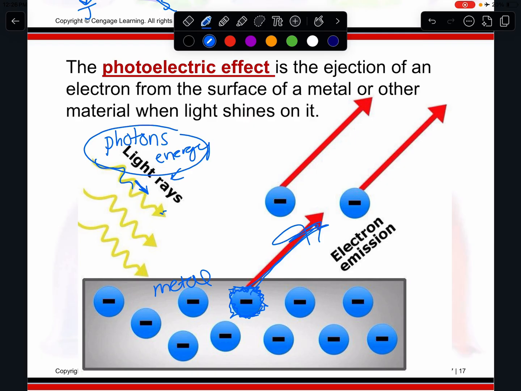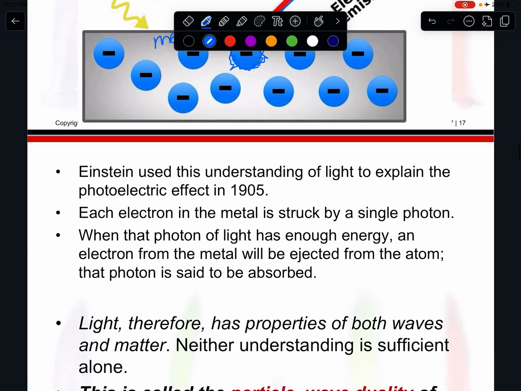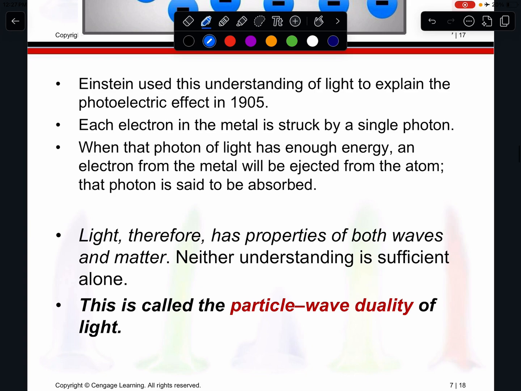Now, all of the ejection comes from the frequency of these waves. So smaller waves, larger waves, have a different effect on the metal type. Basically, you just have to understand that as energy hits a metal, the electrons gain energy and are ejected.